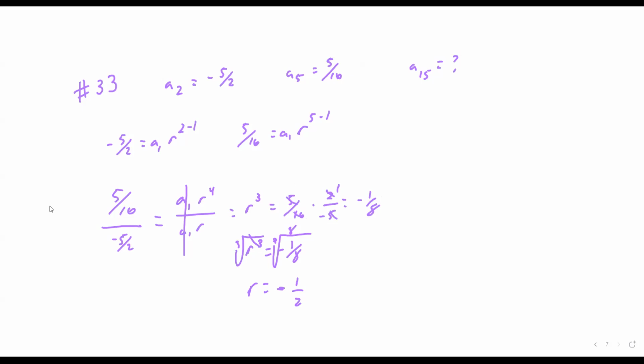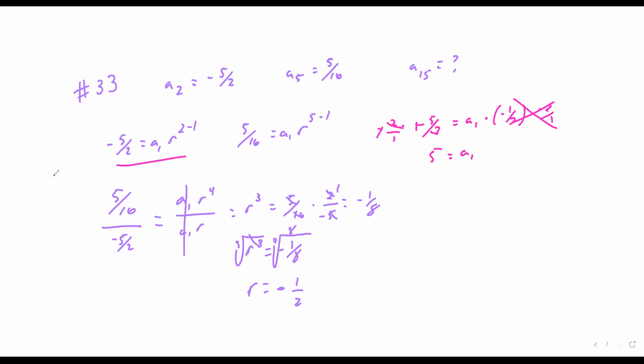Then I can use that to help me find a sub 1. And again, I'm going to use that first formula, but it doesn't matter. So negative 5 halves equals a sub 1 times negative 1/2 raised to the 1 power. So in this case, I'm just going to multiply by negative 2 over 1 to cancel this out. So I'm going to multiply this one by negative 2 over 1. The negatives would cancel, the 2s would cancel, and I'd be left with just 5. So a sub 1 would equal 5.